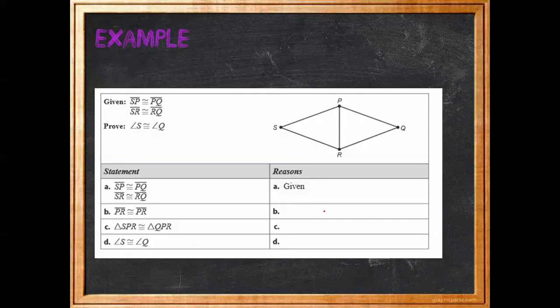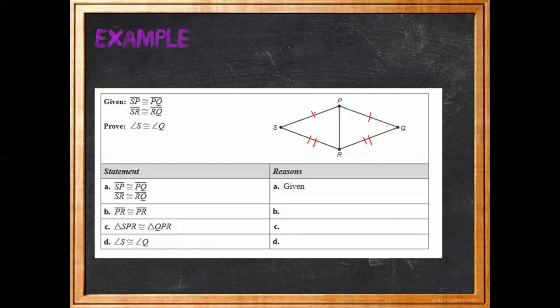Okay, on this last one, we're going to do a proof. Remember when you're doing your proofs, you're just looking at the statements given and you're asking, how is this true? How do I know that this is true? So here we're given that SP is congruent to PQ, and we're given that SR is congruent to RQ. And we want to prove that angle S is congruent to angle Q.